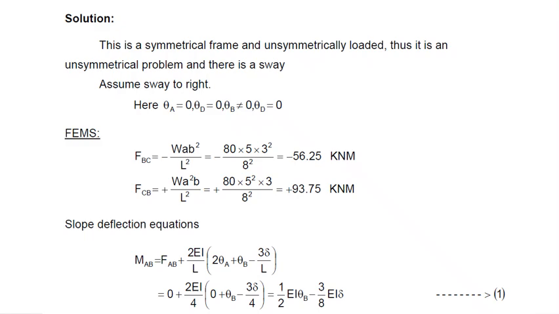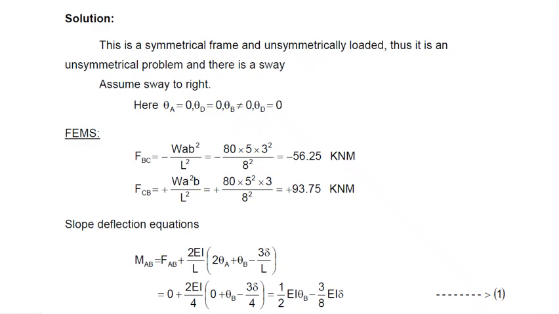So the symmetrical frame is unsymmetrical because of the loading condition. Even though the geometry is similar, it is unsymmetrical due to the loading condition, and there may be a sway. So let us assume the sway is to the right, and because of the fixity at supports A and D, we can take theta A 0 and theta D 0, but theta B cannot be 0, theta C cannot be 0. Only theta A and theta D are going to be 0.